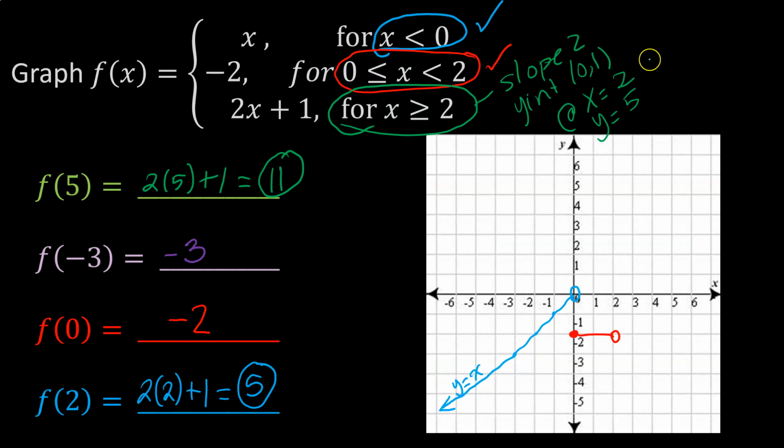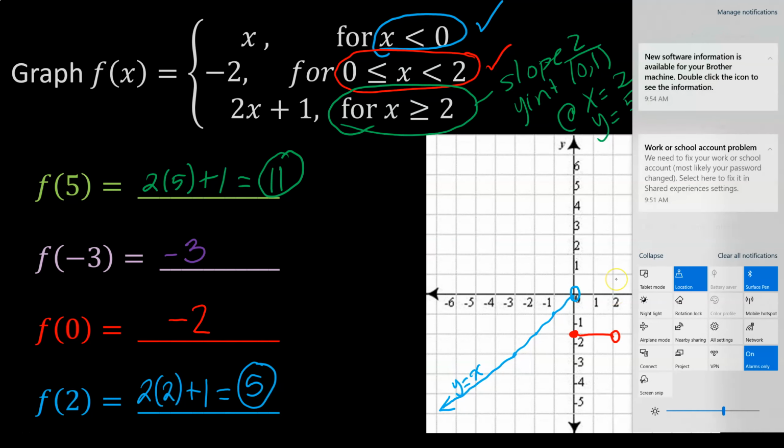And then we will use the point (2, 5) and the slope of 2 to graph that line. That's a lot faster than having to graph the whole entire line and then erase the part you don't need, which is fine as well if that's what works for you.